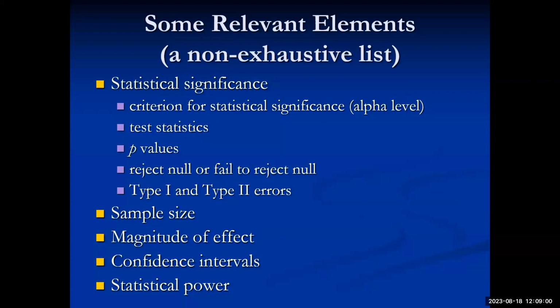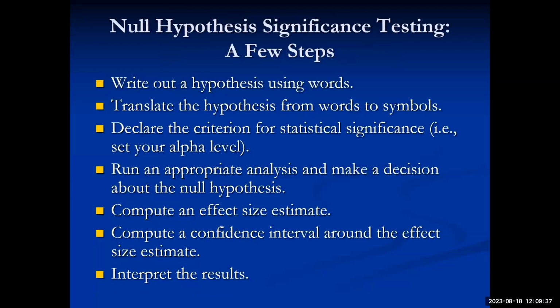Here are some relevant elements. First, statistical significance, which itself subsumes many concepts. I've listed a few here. Criterion for statistical significance, or the alpha level, test statistics, p or probability values, decisions about the null hypothesis, different types of errors researchers can make. And then when you're working with null hypothesis significance testing, it's also important to keep these additional elements in mind: sample size of the study, magnitude of effect, confidence intervals, and statistical power.